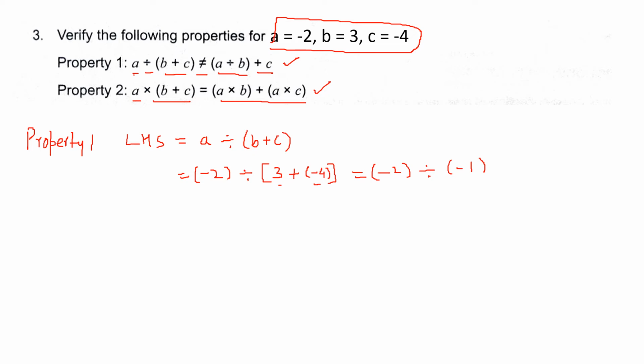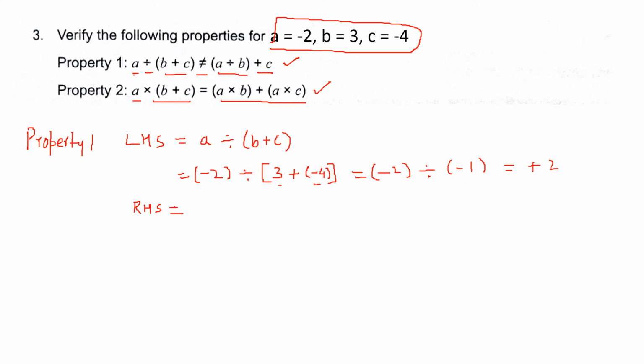Now I'm going to use the rule of division. Both are the same sign, therefore the result will be positive. And what will be the value? 2 divided by 1. Answer is 2. So the left hand side is +2. Let us proceed with the right hand side.